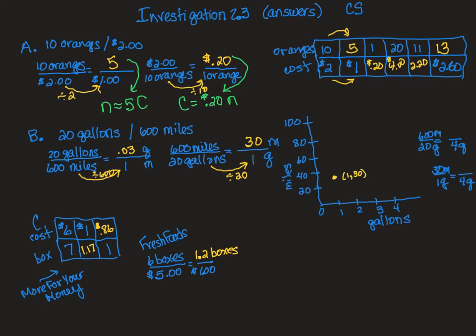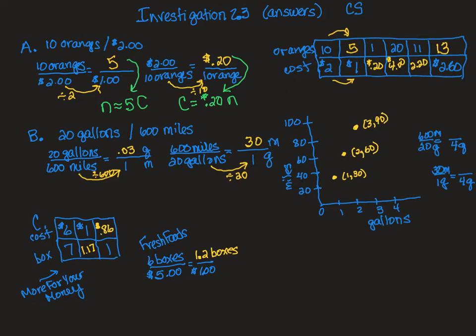2 gallons is going to be 60 miles. So I have 2 and 60. And remember, the X goes first and then the Y. 3 gallons would be 90 miles. So that's going to be 3 gallons and 90 miles.